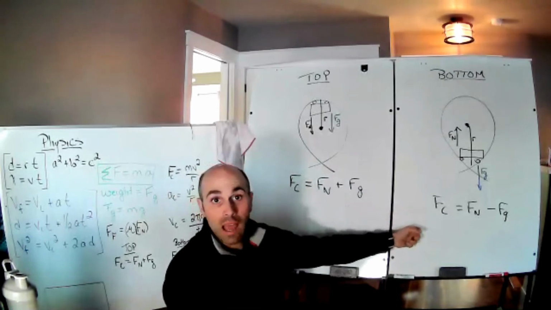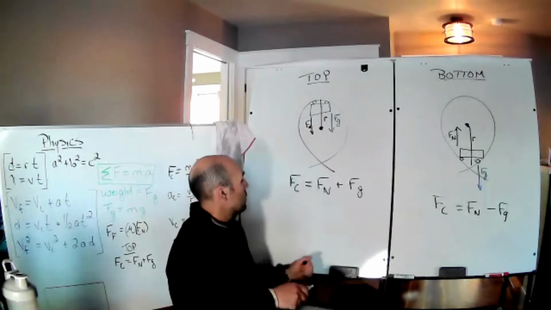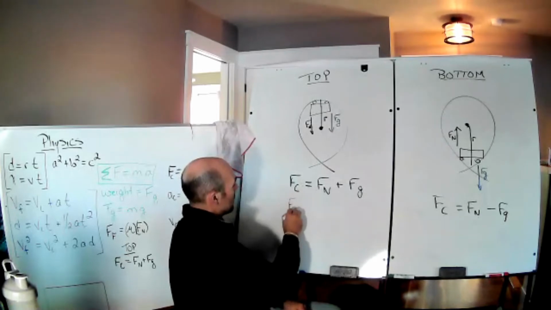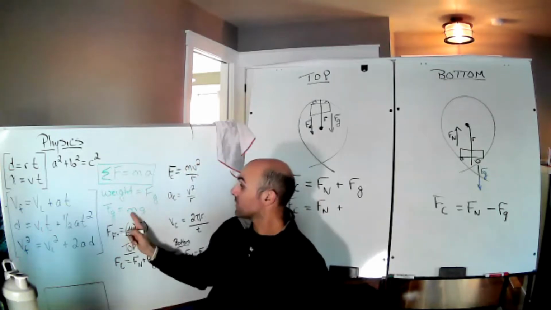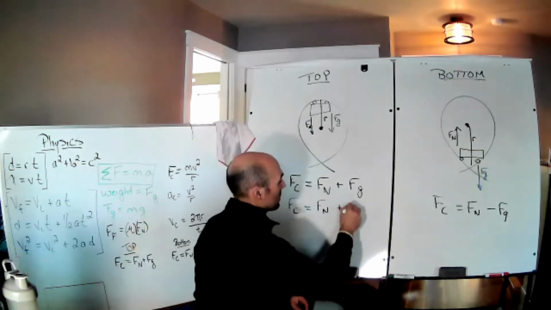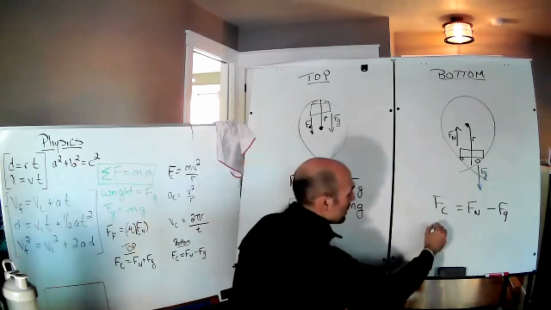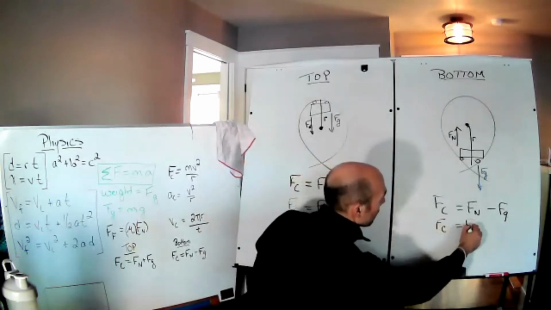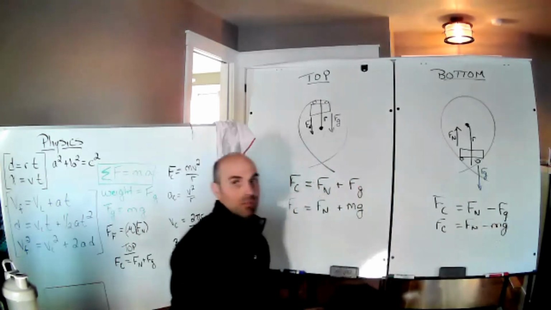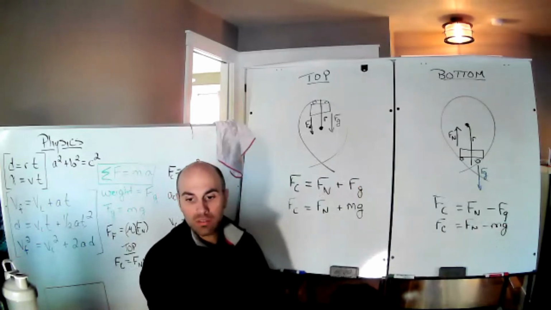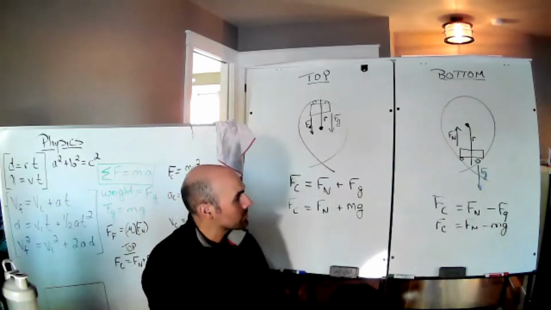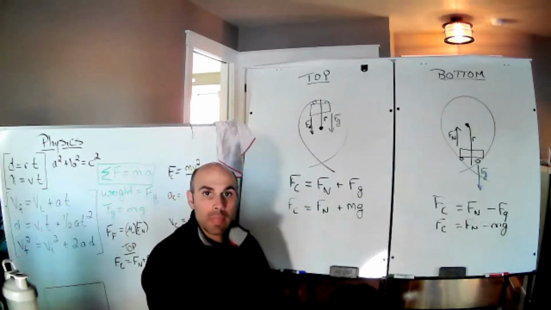Now we could actually break these down one step further. We could say that F of C equals F of N plus F of G is really just F of N plus mass times gravity. And over here we could say F of C equals F of N minus M times G. And we could use those, you know, if our variables are slightly different or something along those lines. All right, so that is really it for the notes.